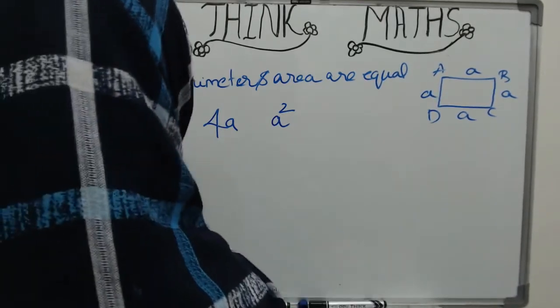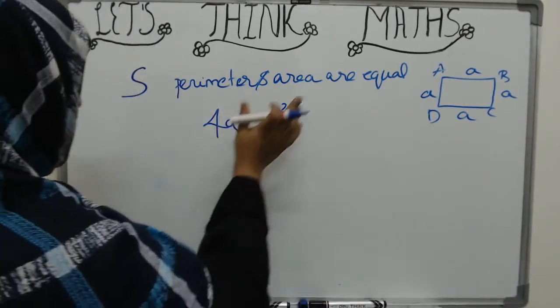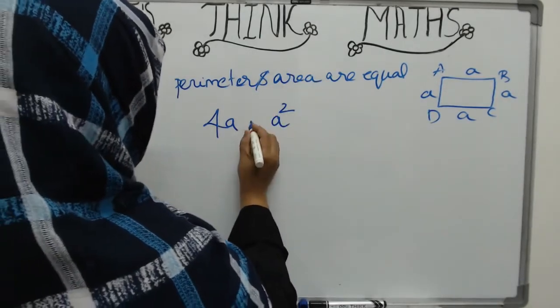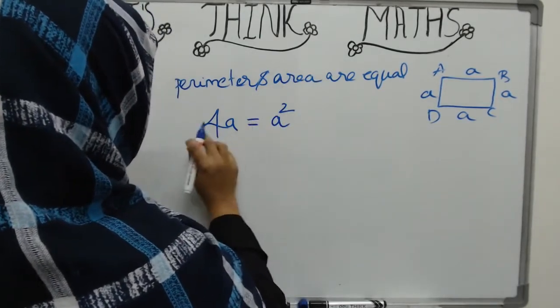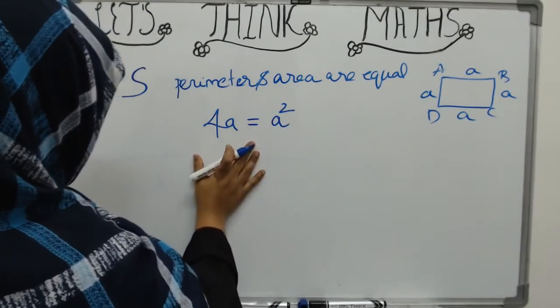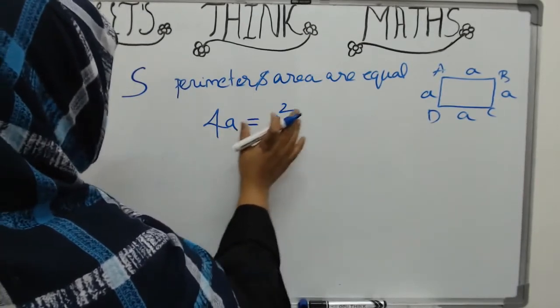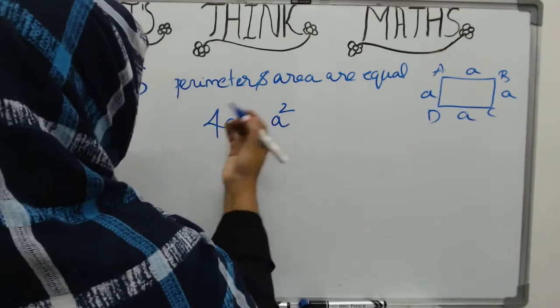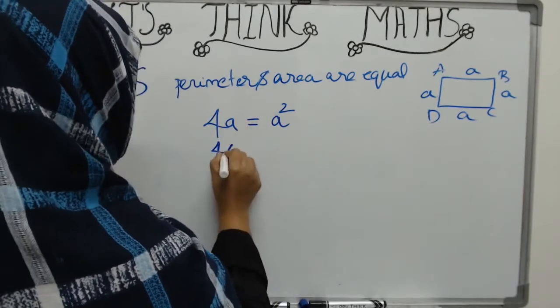So what is the perimeter? It is 4A. The area, it is A square, and we want a square whose perimeter and area are equal. That means 4A is actually equal to A square. But what does 4A mean? It just means 4 into A.